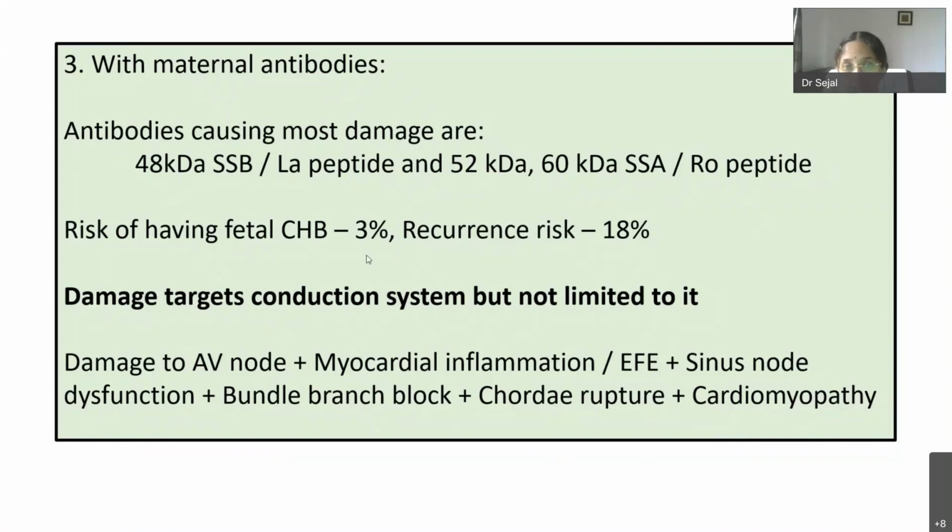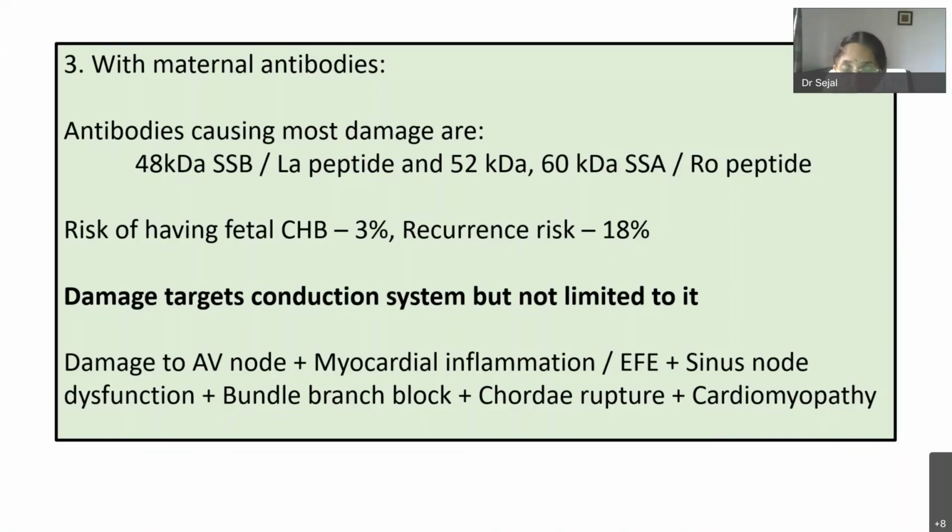And actually now we have a protocol of starting HCQ, which we will see in the last slide today. Then the risk could be reduced further. But in general, the risk is 3%. But if one baby is already having a complete heart block and the mother is antibody positive, the risk increases to up to 20%.